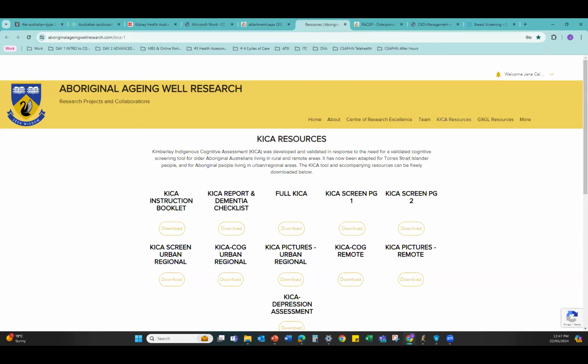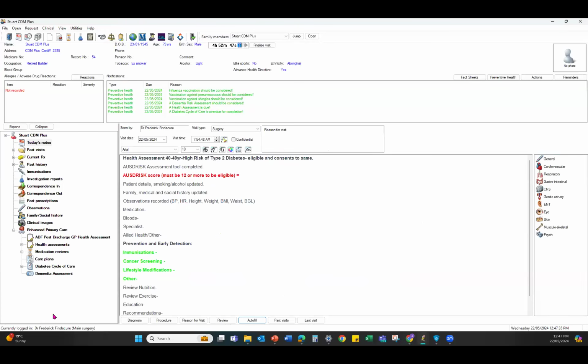So I think it's definitely worth having a look at these different screening activities and deciding what it is that your clinic will be focusing on or using. So some GPs will have a preference, as an example, of the cognitive screening tools that they want to use.